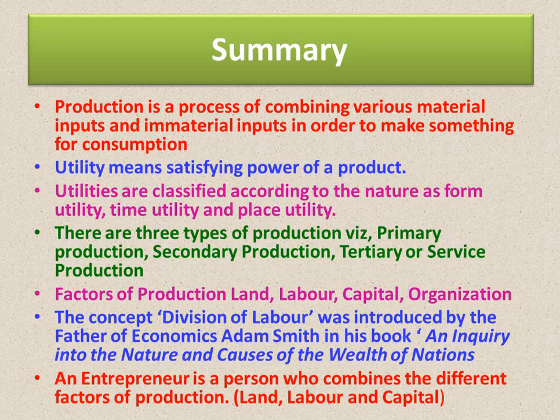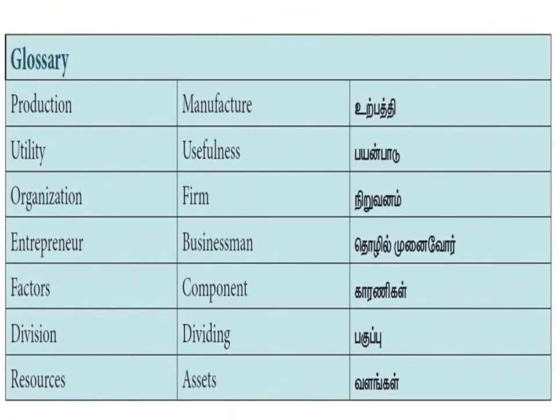Now let us see the glossary of the unit. Production is manufacture. Utility is usefulness. Organization is a firm. Entrepreneur is a businessman. Factors are the components. Division is dividing, segregating. Resources are the assets.